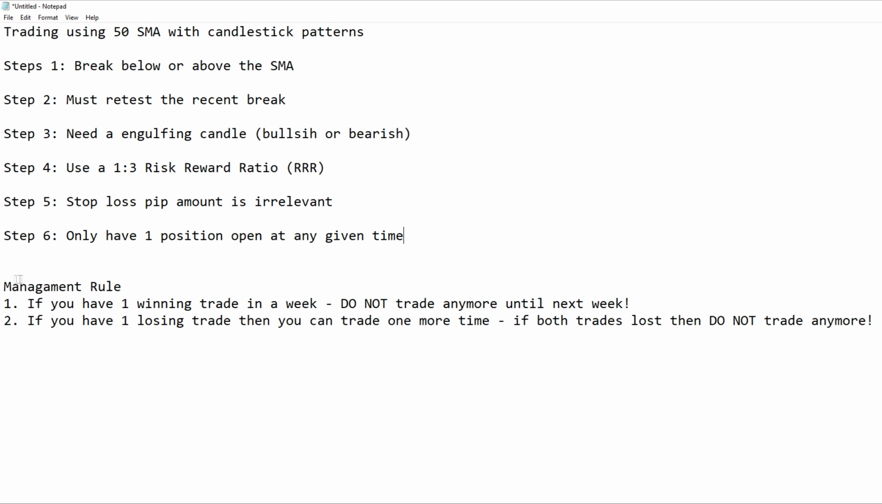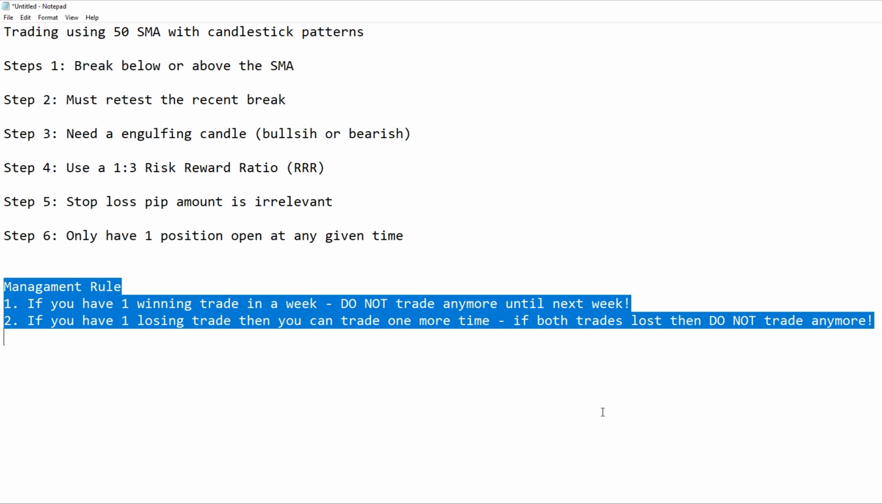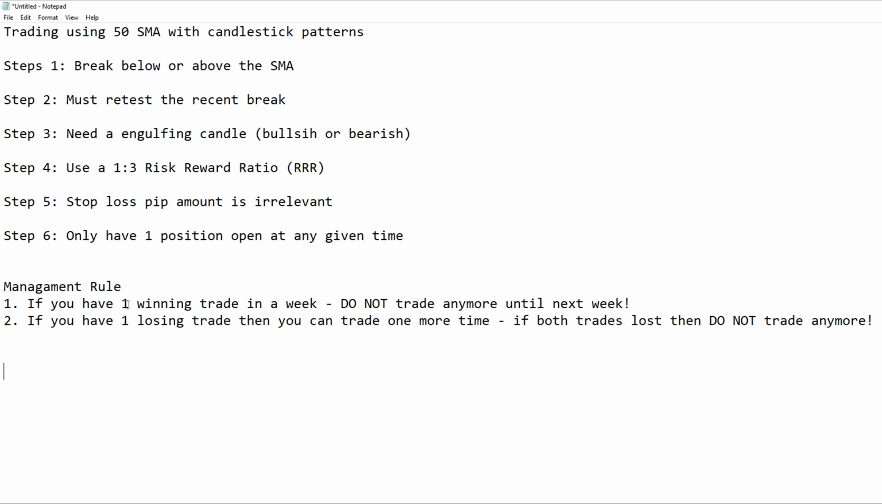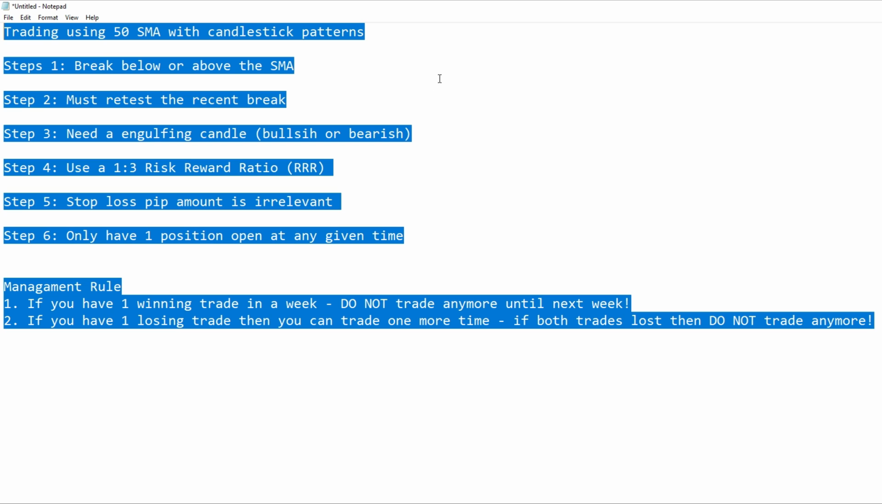We have a management rule that we need to follow while we're doing this technique, and it basically is, if you have one winning trade within a week, do not open any more trade until next week. Or number 2, if you have one losing trade, then you can open one more trade within that week. And if both trades hit your stop loss, do not enter any other trades. So that's the rules. And now let's go to the charts.